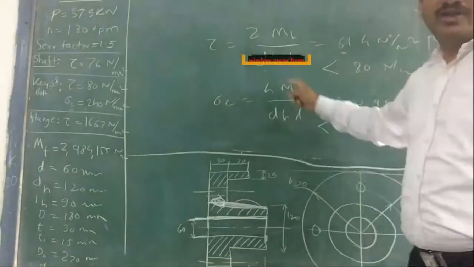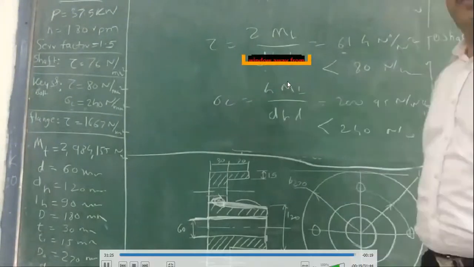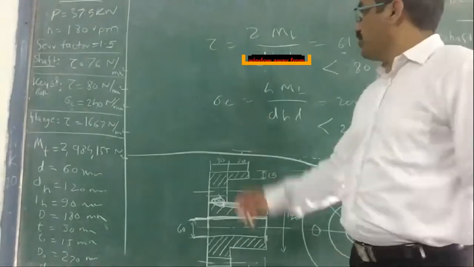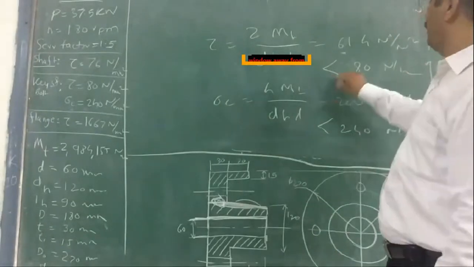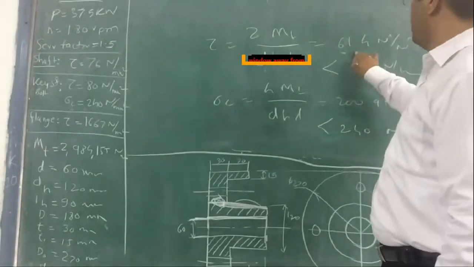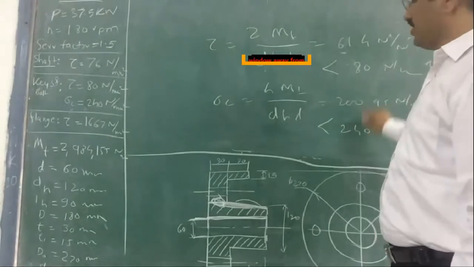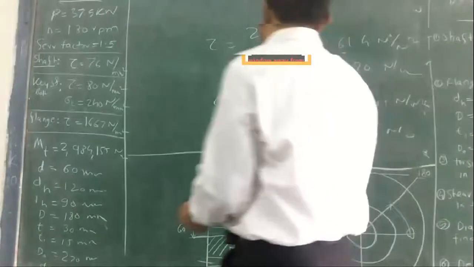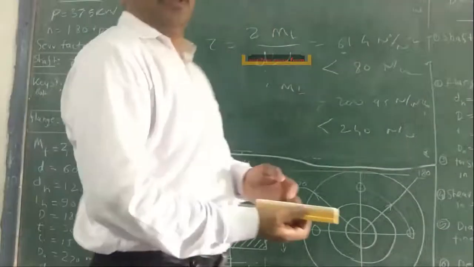So if we design the key of 18 by 11 with length equal to the length of the hub, 90, then putting all those values, we get this shear stress in the key and this crushing stress, and these are less than the allowable stresses. So our key will also be safe. So this is how we will do the design of a flange coupling.